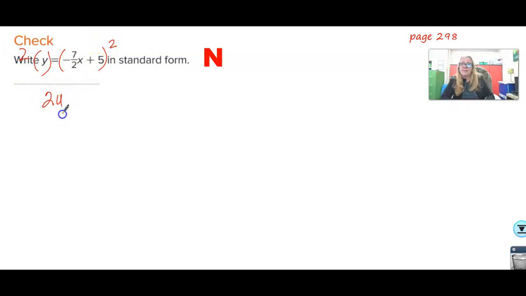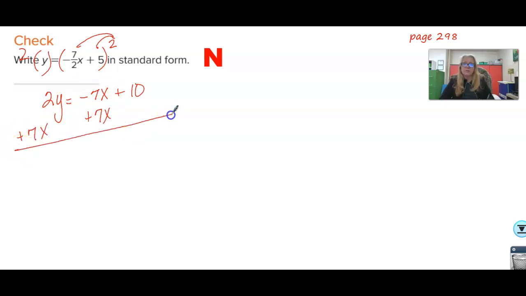That gives us 2y equals negative 7x plus 10. Got to distribute. Then now we can add 7x to both sides. Don't worry, I'll do more examples of these. And we get 7x plus 2y equals 10. A, B, and C are all integers. A is not negative, and there is no common factor. Okay, so we're done with that. You did get that in, right?